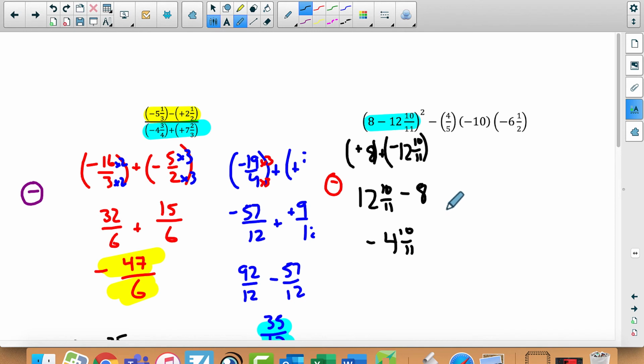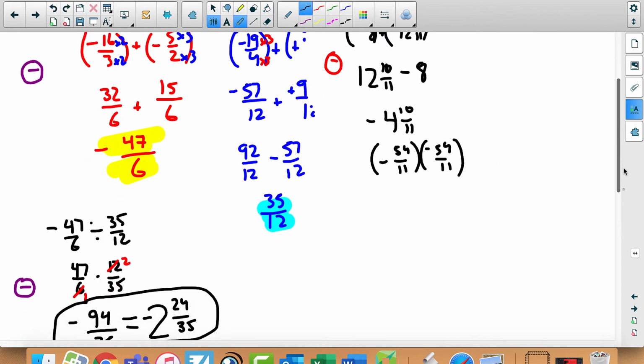That part's all done. But wait, you have to square that. So we have to actually multiply this by itself. Well, in order to do that, we do need to put this into improper. So you're going to have negative 4 times 11 is 44, plus 10 is 54 over 11. Uh-oh, this is a terrible question. And then you have to square that, so you have to multiply it by itself, 54 over 11. Two negatives make a positive, so it's going to be a positive answer.